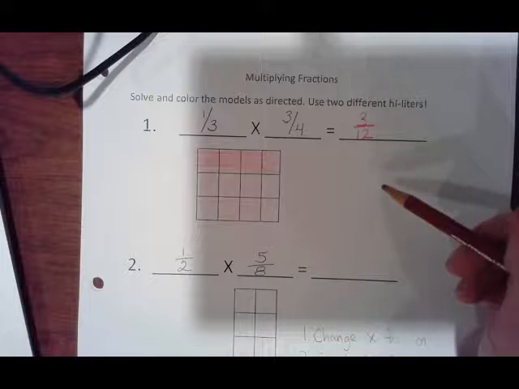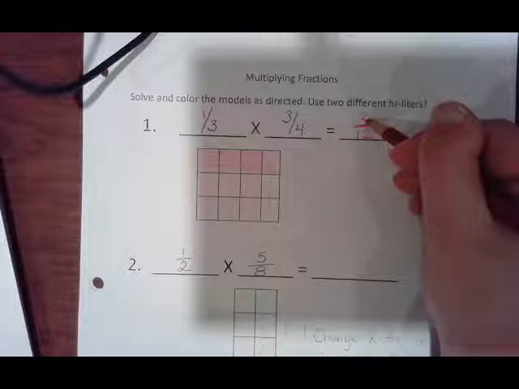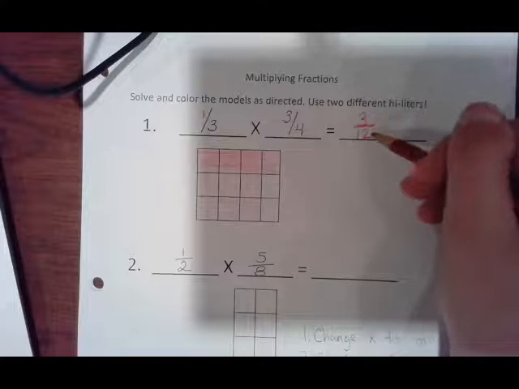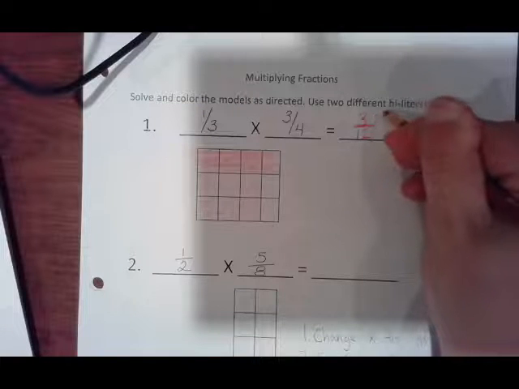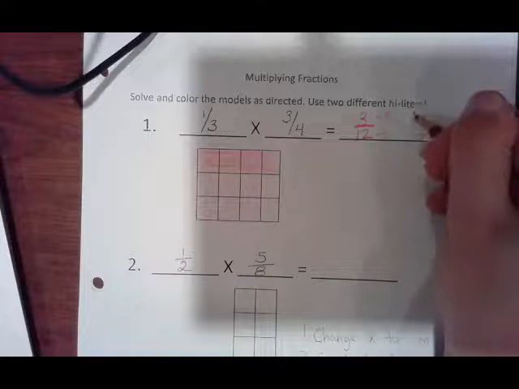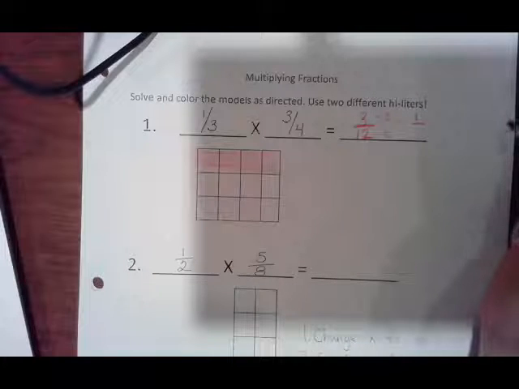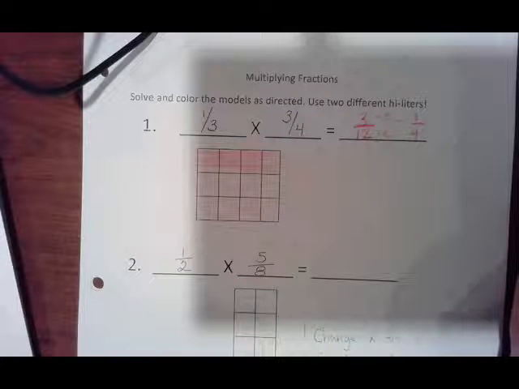And of course I can simplify this. 12 is divisible by 3. Remember, that's one of our rules. So if your denominator is divisible by your numerator, go ahead and divide by your numerator. So 3 divided by 3 is 1, and 12 divided by 3 is 4. So the simplified answer for number 1 is 1/4.